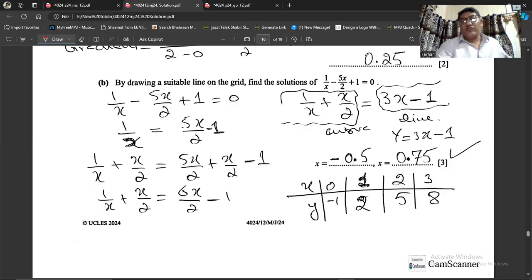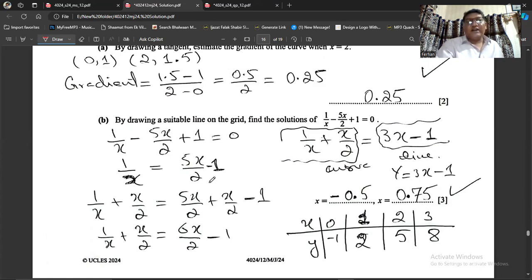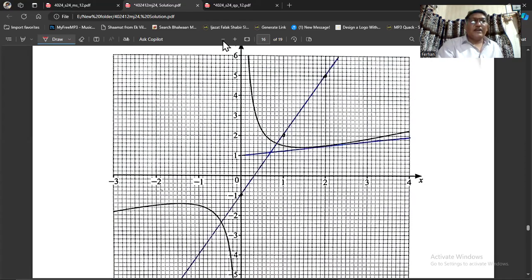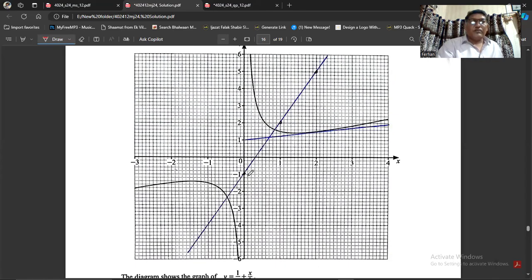So I will make y is equal to 3x minus 1. I will take some values of x. For example, in this equation, in the place of x, I will put 0, then in the place of x, I will put 1, 2, and 3. I will calculate the value of y, and then I will plot these points on that curve. I have done that, and you can see when I plotted them, I got this blue line. Okay, so I plotted this point, this point, this point, and then I joined them with each other to get this blue line.